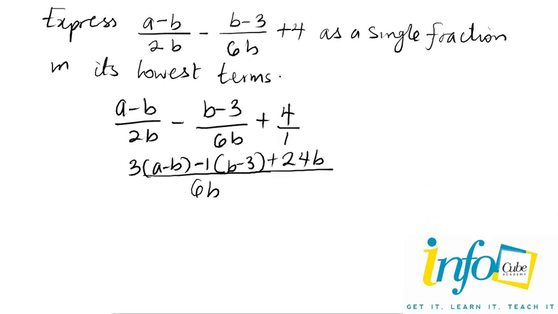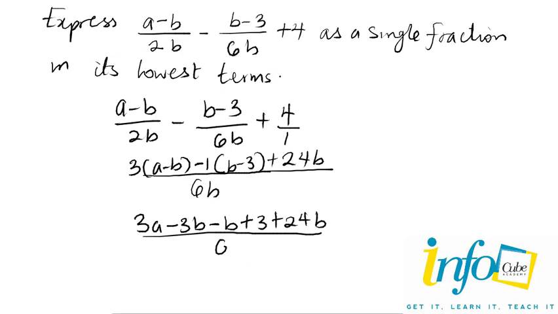The next thing is to open these brackets. So 3 times a will give you 3a, minus 3 times b will give you 3b. Minus 1 times b will give you minus b. And minus 1 times minus 3 will give you plus 3. Then you now have plus 24b all over 6b.